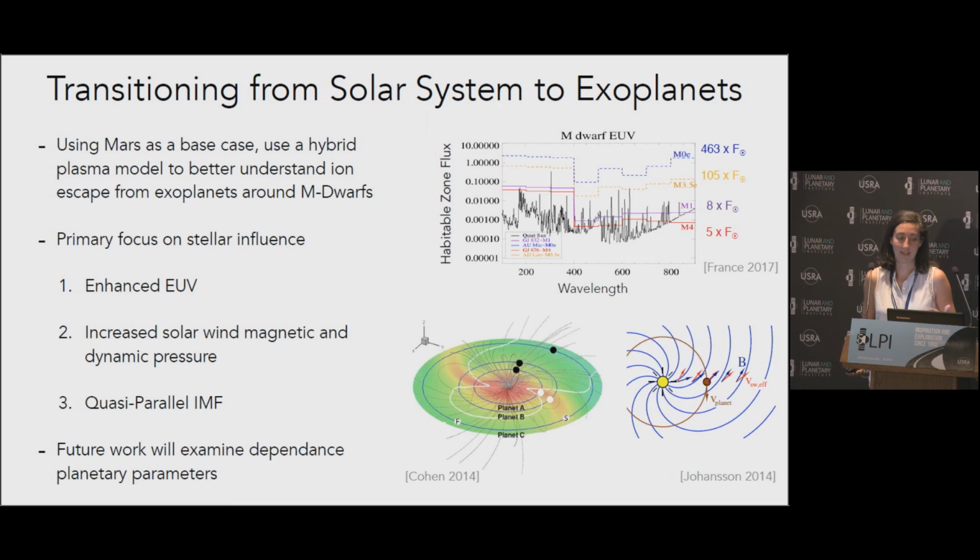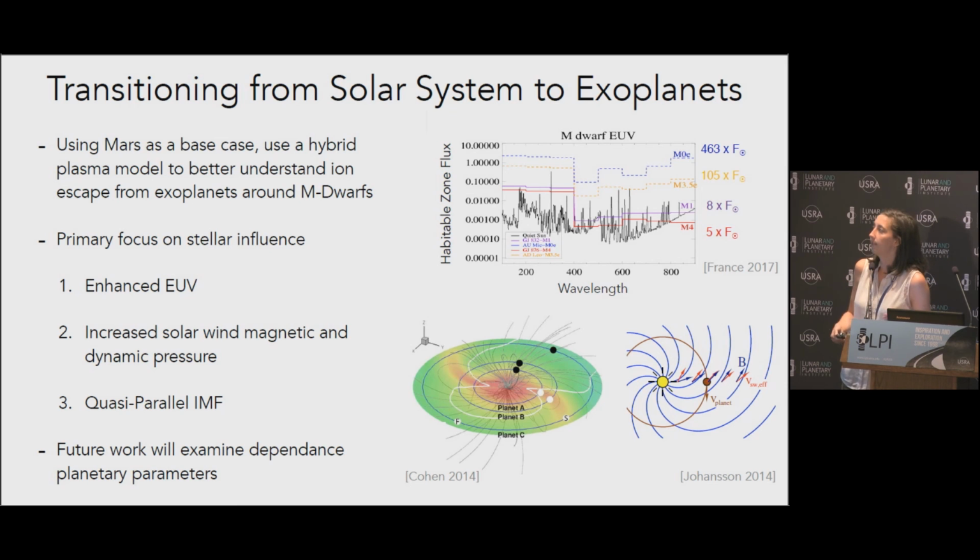So my project here is to think about how we transition our knowledge of how ion escape works in the solar system to exoplanets. And in general, I'm using Mars as my base case, and then using a hybrid plasma model to understand how this ion loss process will change if I consider a Mars-type planet around an M dwarf instead.